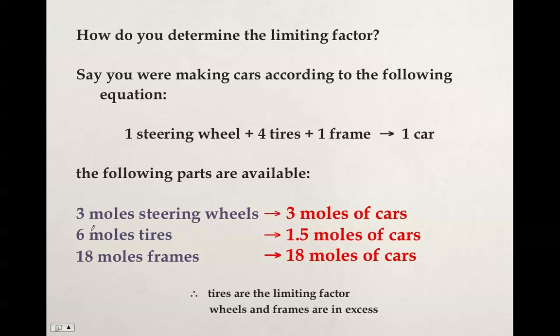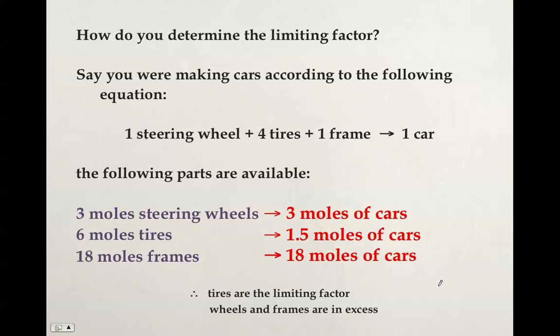I'm simply taking each of these values of moles and dividing it by their coefficient. And I can see then that the 1.5 moles of cars is my limiting factor. My tires are going to limit how many moles of cars I can make. And then our wheels and frames are in excess. So this is just a little real life scenario to help you make a connection with this whole idea of limiting factor.